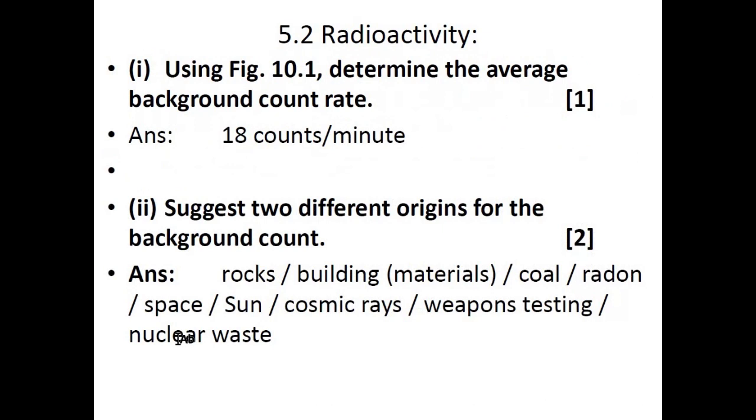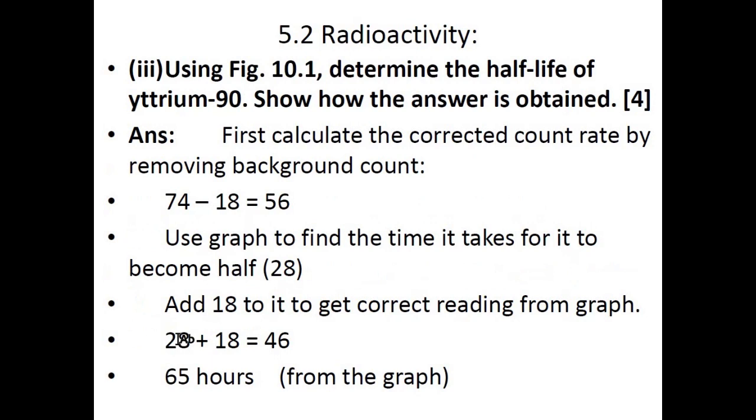Suggest two different origins for the background count. It can be rocks, the building material, the coal, the radon in air, space, sun, cosmic rays, weapons testing, nuclear waste. There can be many sources of background radiation. Using figure 10, determine the half-life of yttrium-90. Show how the answer is obtained.